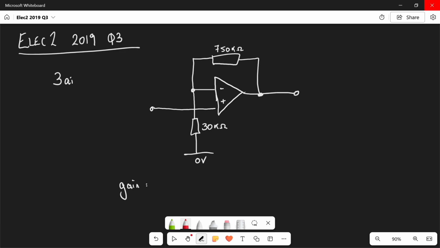ELEC2 2019 question 3. The following diagram shows the structure of an audio system. Well, audio systems are very popular questions. You'll probably find if you look back over the last 6-7 years worth of papers, they occur in every single one of component 2. The preamplifier for input 1 consists of 2 non-inverting amplifiers as shown in the diagram.